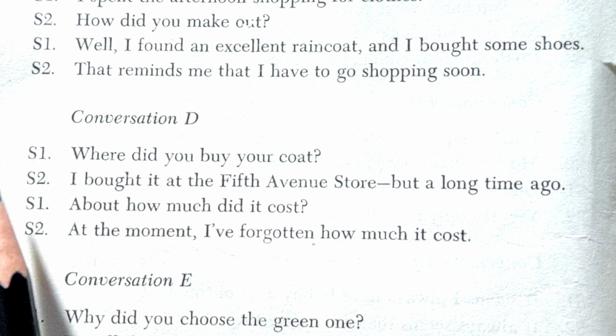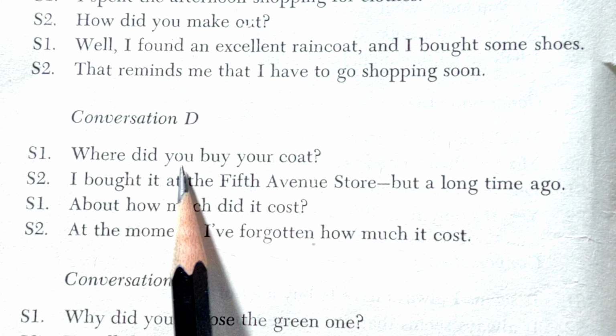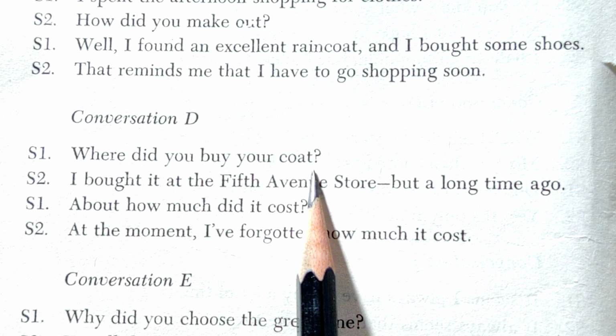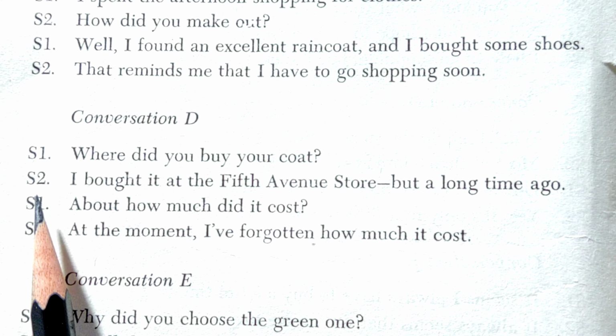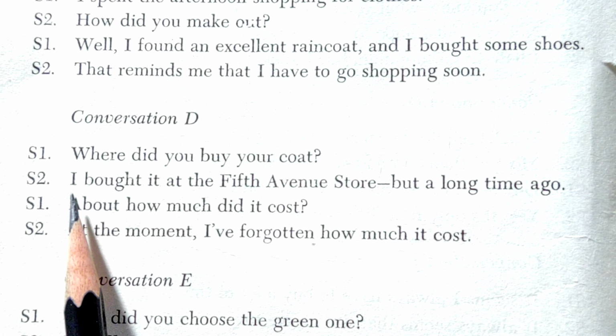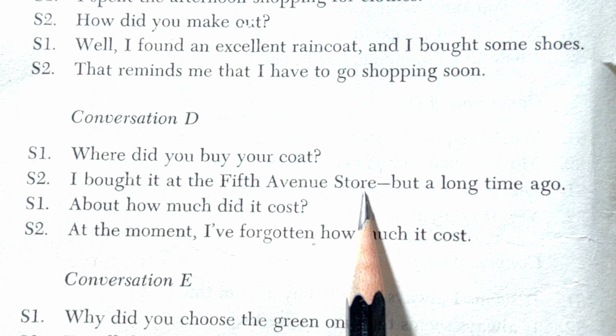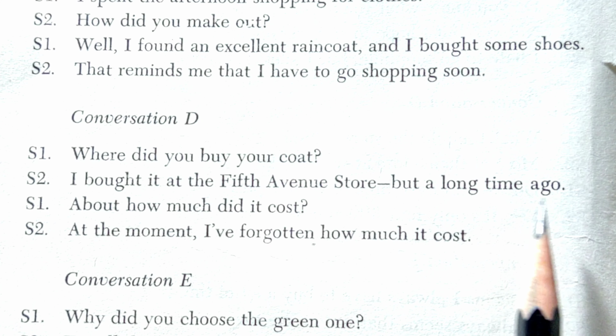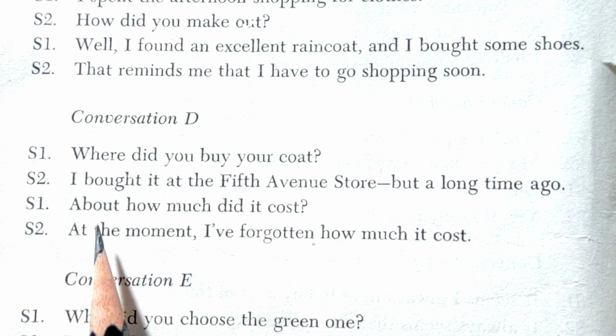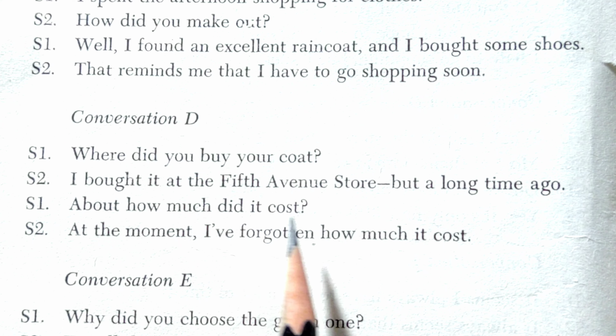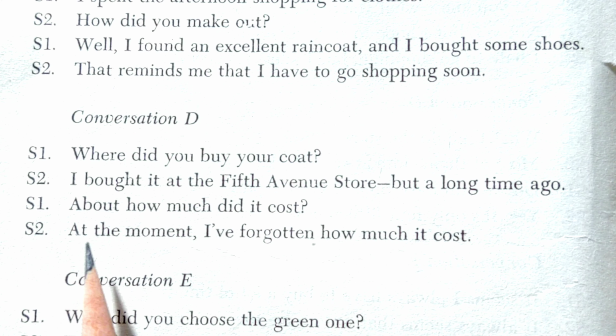Conversation D. First person: Where did you buy your coat? The second person is giving an answer to that question: I bought it at the 50th Avenue store, but a long time ago. First person: But how much did it cost? Second person: At the moment I have forgotten how much it cost.